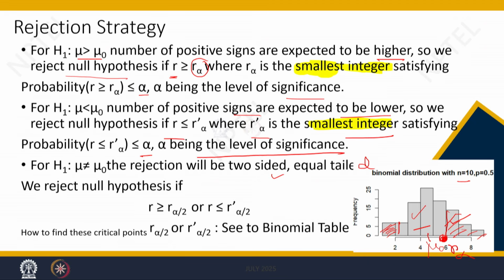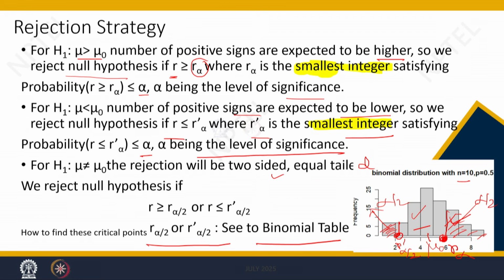So, there are two critical points, one from the right hand side and another from the left hand side, and we are taking an equal tail test. That means the right tail rejection is alpha by 2 and the left tail rejection is also alpha by 2, so that the total rejection is alpha by 2 plus alpha by 2, that is alpha. Now, the point is how to find these critical points, r alpha by 2 or r alpha by 2 prime. We have to look at the binomial table.